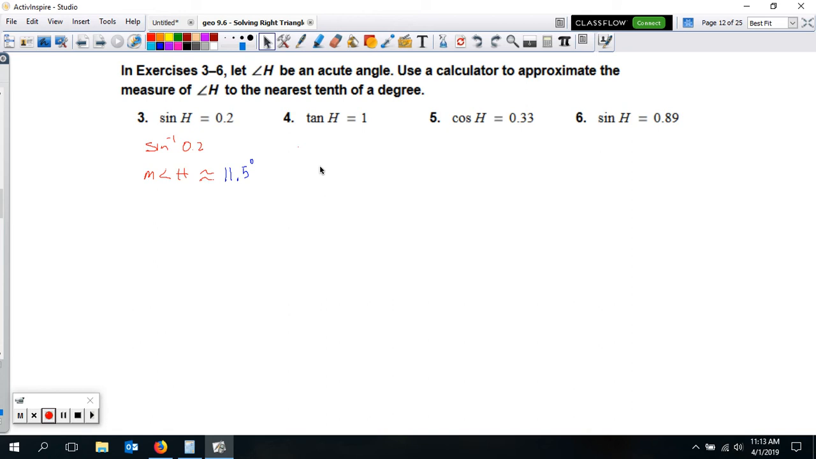Alright, going back to what we have over here, same thing. We're going to now use the tangent button, but the inverse tangent button, and it's going to be the inverse tangent of 1.